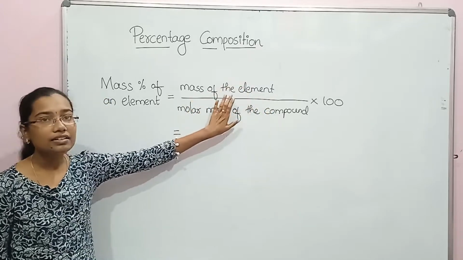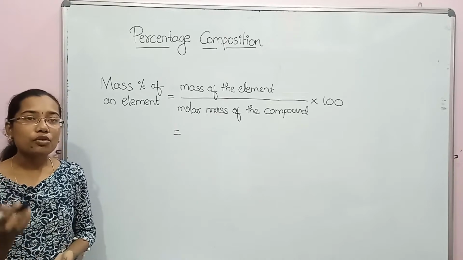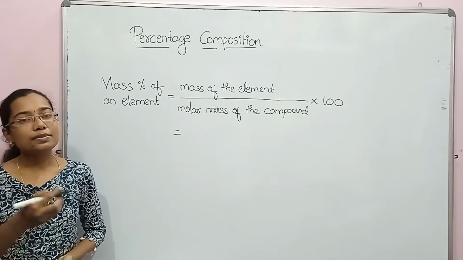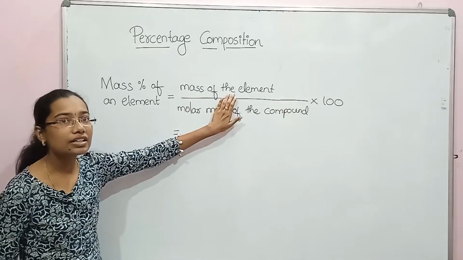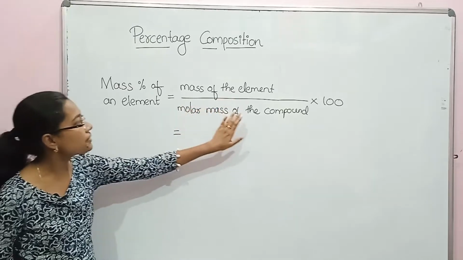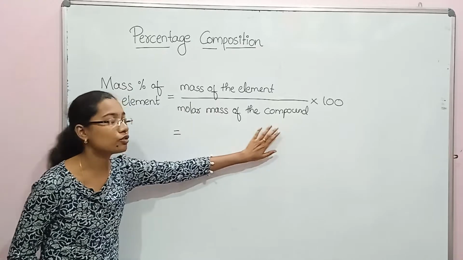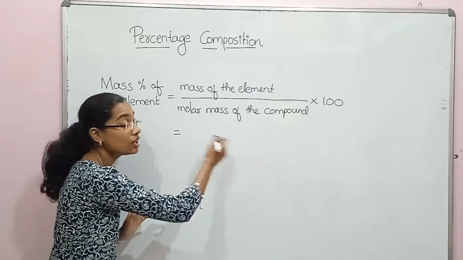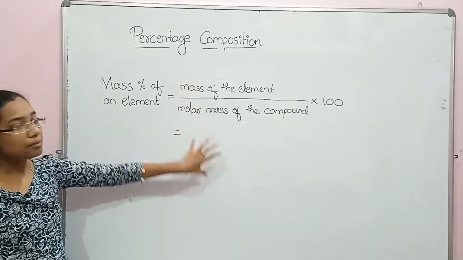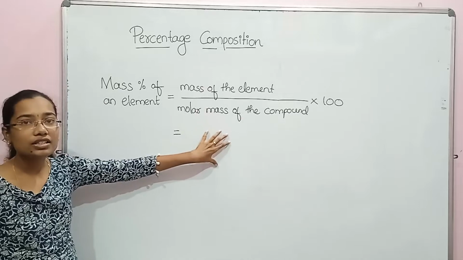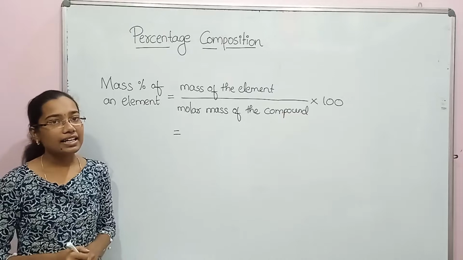For example, take water. If you want to know the mass percentage composition of hydrogen in water, then we have to take the mass of that hydrogen, divided by the molar mass of the compound. Here we take the molar mass of the compound, meaning the molar mass of water, multiplied by 100. Then we'll get the mass percentage of hydrogen in total water. Okay, we'll do this by taking an example.